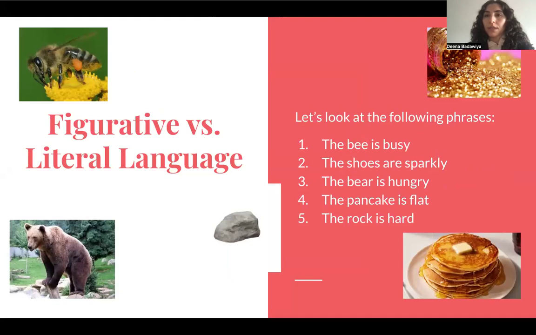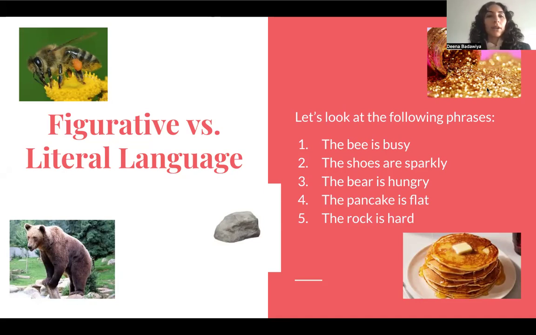Figurative language is a little bit different. Okay, so let's look over here. And I want you to look at the following phrases. Number one, please go ahead and read. Good, so the bee is busy. And so this is a bee, right? And when bees are working, it looks like they are busy, very busy. They're doing a lot of things. The shoes are sparkly, and this is like what sparkly looks like. So kind of shiny. If you put it in the sun, it starts to look like glitter, right? And so if you see shoes and they are sparkly, you know exactly what that means, right?